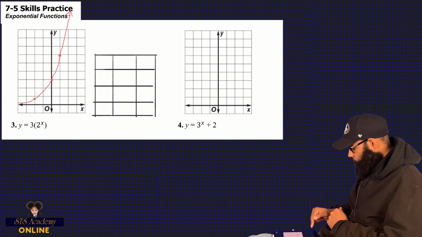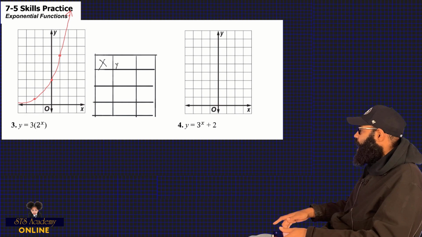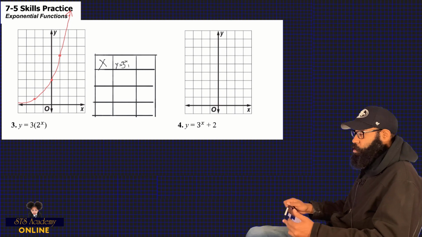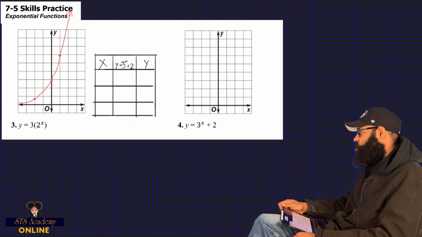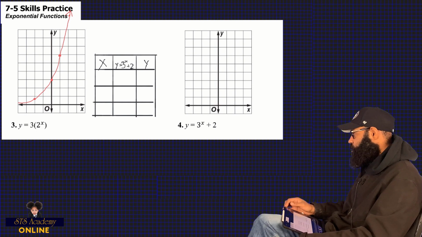So for the next one, guys, y is equal to 3 to the x power all plus 2. Now I say all plus 2 because you don't want to say 3 to the x power plus 2 and leave that 2 as an exponent, right? No, you got to take the exponent and add 2.